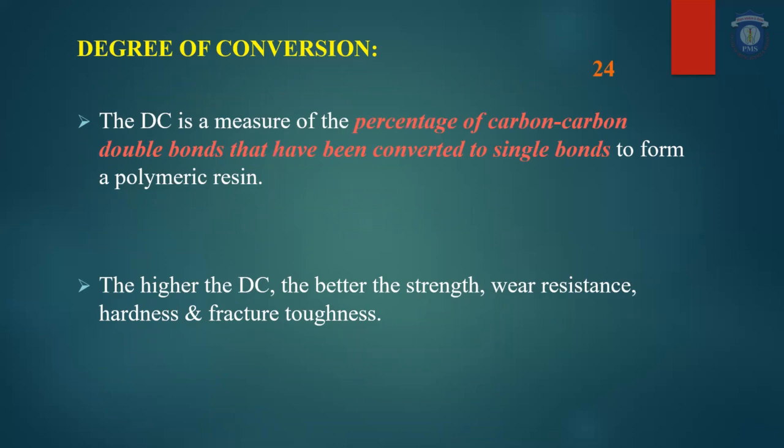Okay. Now let us have a look at what we mean by degree of conversion, which we mentioned in the first slide. It is the measure of percentage of carbon-carbon double bonds that have been converted to single bonds to form a polymeric resin. So the amount of double bonds that have been converted to single bonds is referred to as degree of conversion. So higher the degree of conversion, better will be the strength, wear resistance, hardness, as well as fracture toughness.